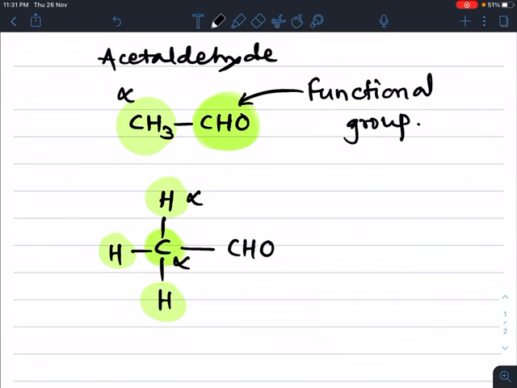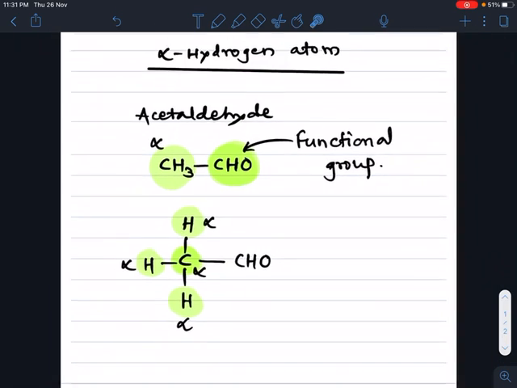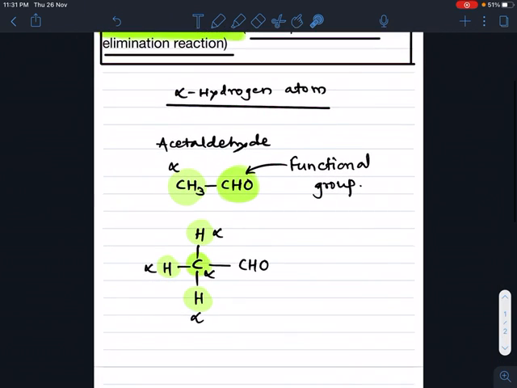So what is meant by alpha hydrogen atom? The hydrogen which is attached to the alpha carbon atom. And what is meant by alpha carbon atom? The carbon which is directly attached to the functional group is called the alpha carbon, and the hydrogens attached directly to this alpha carbon are called alpha hydrogen atoms. So those aldehydes or ketones that contain at least one alpha hydrogen atom undergo aldol condensation reaction.